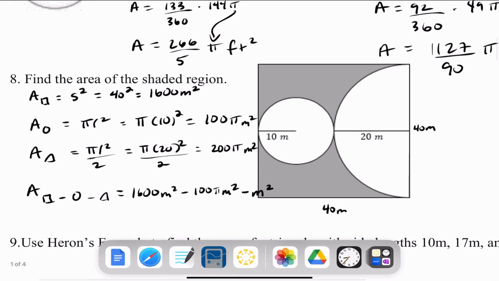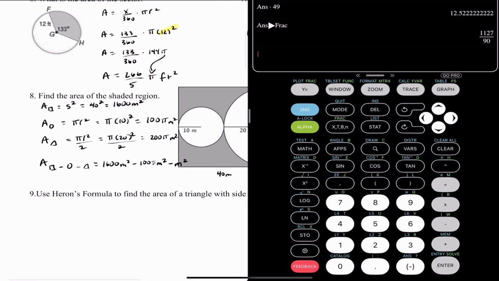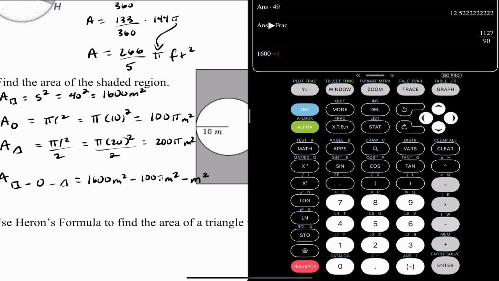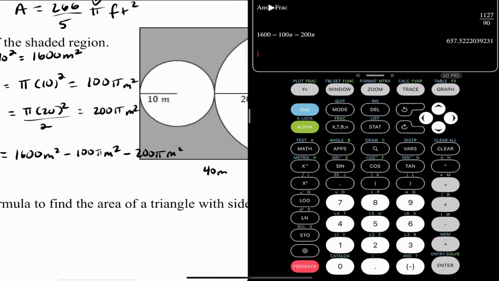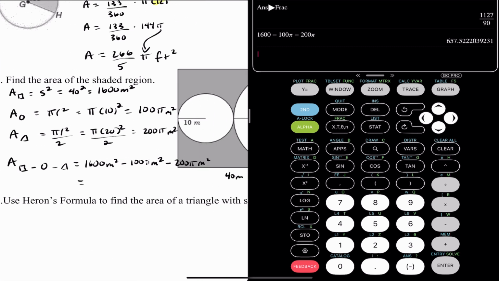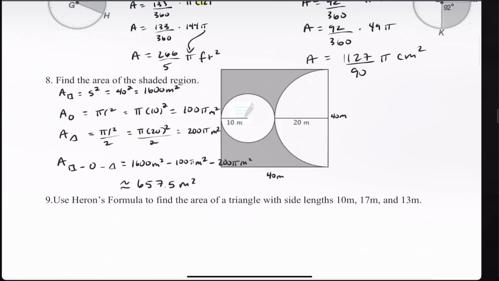All right, and then you're going to put those numbers into your calculator. You should get 1,600 minus 100 pi minus, I think I messed up here. This should be 200 pi meters squared here. So it's 200, second arrow, there's your pi button, and you hit enter. So the area of the shaded region is approximately 657.5 meters squared. That's your answer.